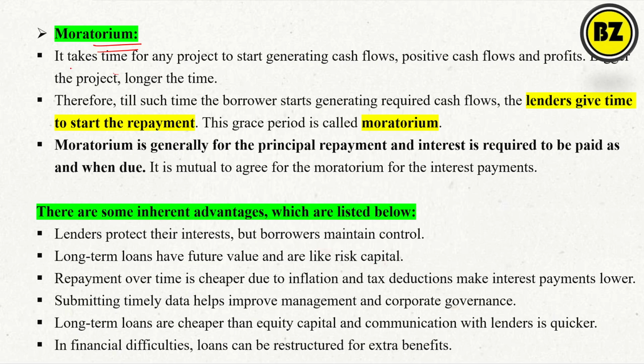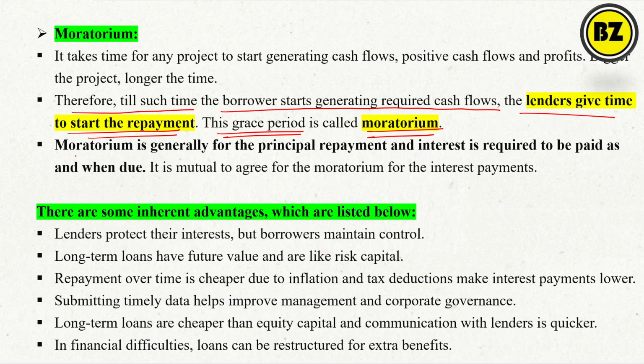Now say it takes time for any project to start generating cash flow, right? Positive cash flow and profit. If the project is a big project, it will take more time to generate the cash flow, right? For example, if you have set up a business, it may take 2 years or 3 years to generate the cash flow, to generate the profit, right? So how can you repay the loan in such cases? Therefore, till such time as the borrower starts generating the required cash flow, the lender gives time to start the repayment, right? This is the grace period given by the bank. It is called the moratorium.